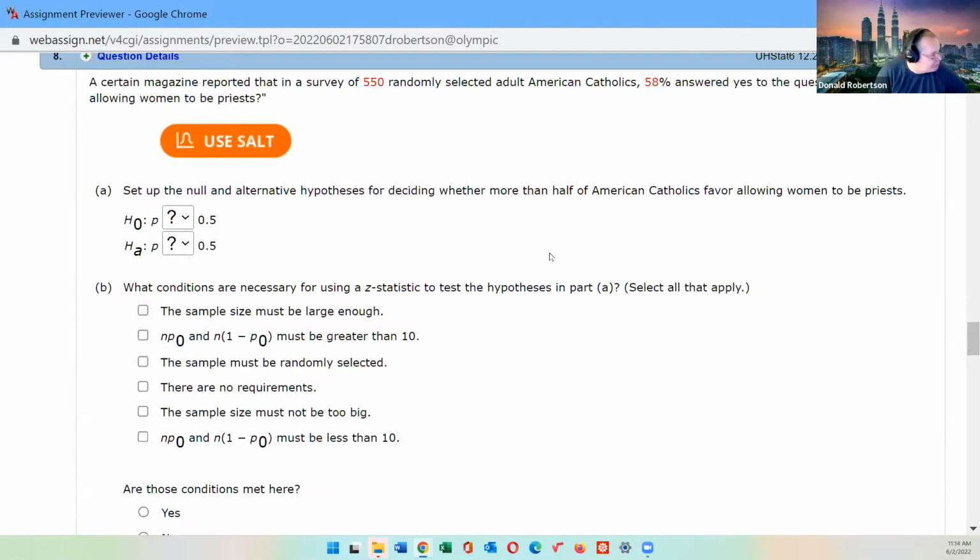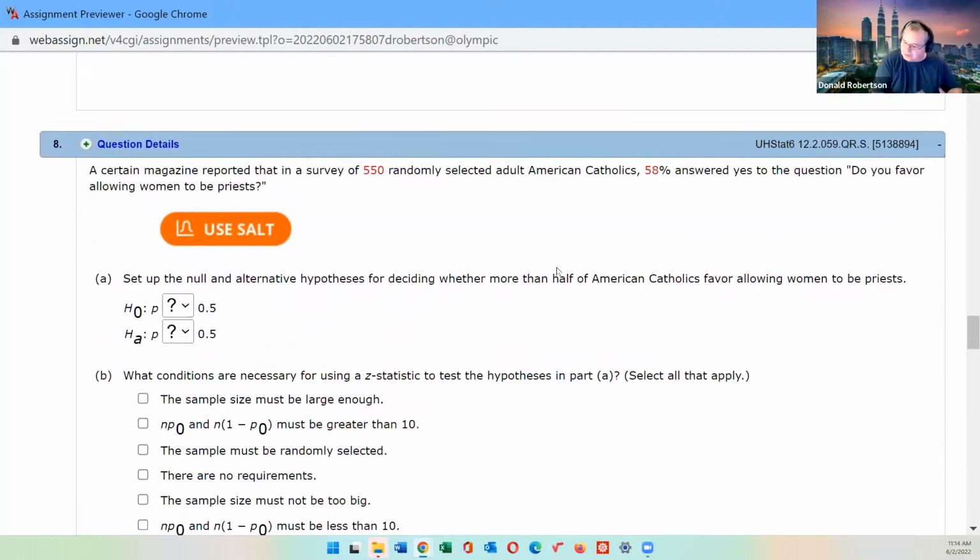Right, well, that's pretty much an entire hypothesis test from start to finish. So let's do another one. A certain magazine reporter reported that in a survey of 550 randomly selected adult Americans, 58% answered yes to the question, do you favor allowing women to be priests? So they basically told me that p hat is 0.58, at least that sample does.